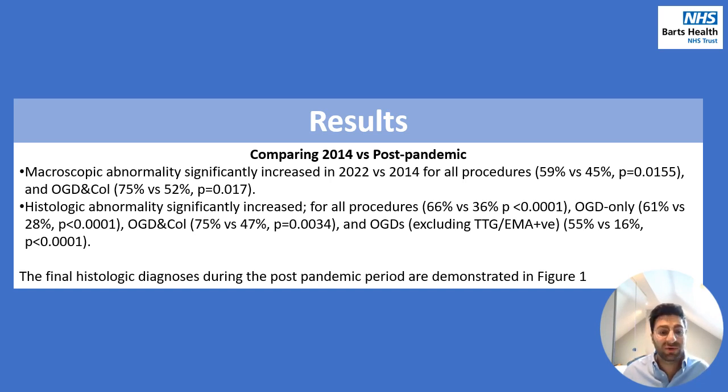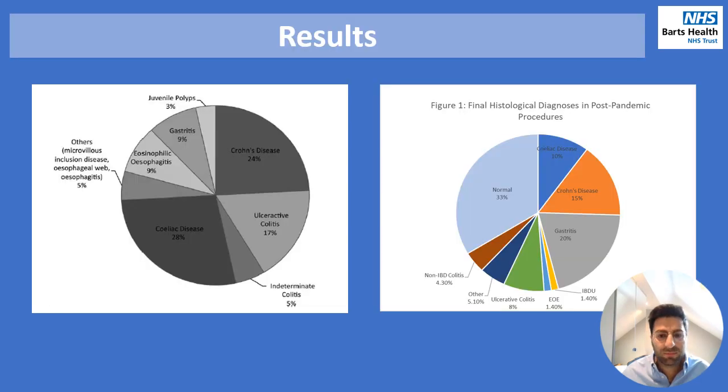Now, if you'd like to see what the final histological diagnoses were, please have a look at figure 1. The grayscale pie chart represents the 2014 study, and the coloured pie chart represents the 2022 study that we have just done. As you can see, we had a normality rate of 33% histologically, and other main diagnoses were celiac disease, Crohn's disease, gastritis, and ulcerative colitis.